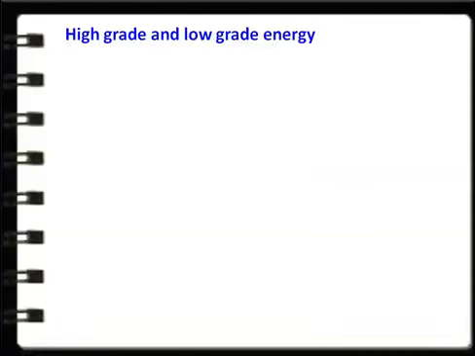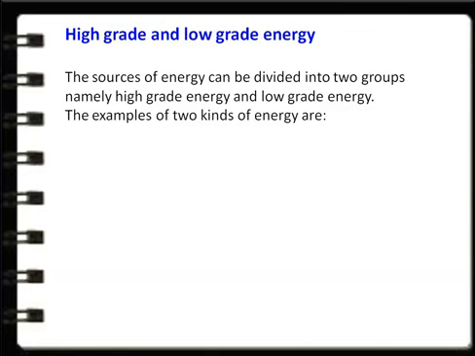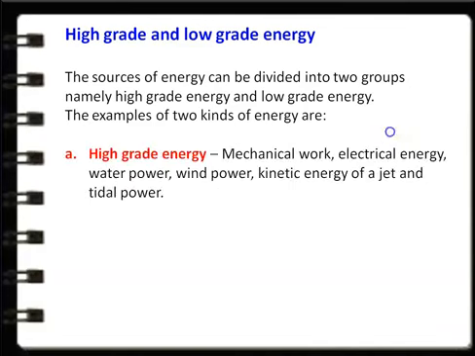So, high grade and low grade energy. The sources of energy can be divided into two groups, namely high grade energy and low grade energy. We are using energy in different forms, for example thermal energy, electric energy, chemical energy, magnetic energy, potential energy, kinetic energy, water energy, nuclear energy. These are the forms of energy we are familiar with, and they are grouped into two: one is high grade energy, another is low grade energy.